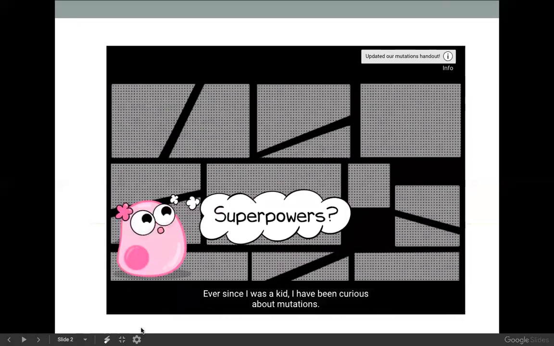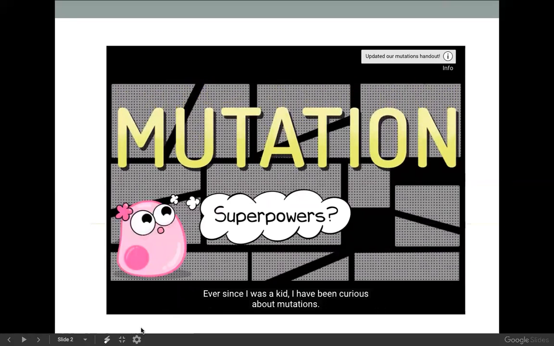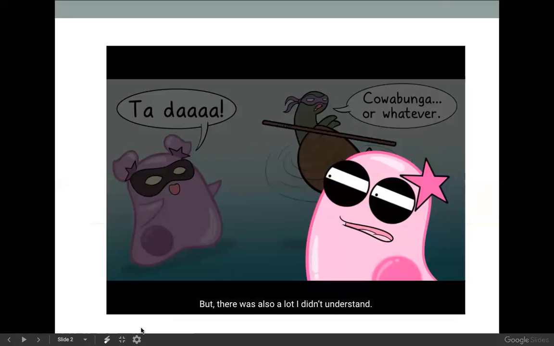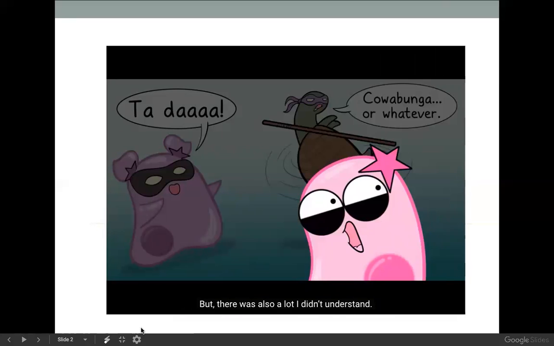Ever since I was a kid, I have been curious about mutations. I think certain movies may have had an impact. I used to imagine mutations with amazing abilities, but there was also a lot I didn't understand about mutations.